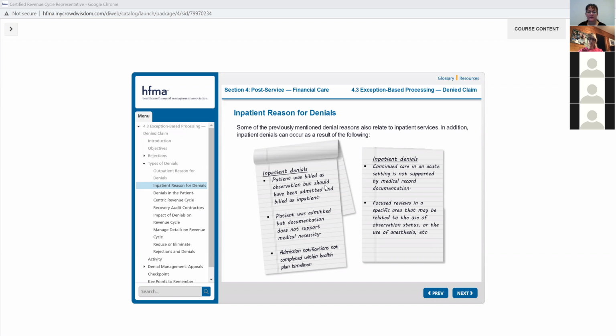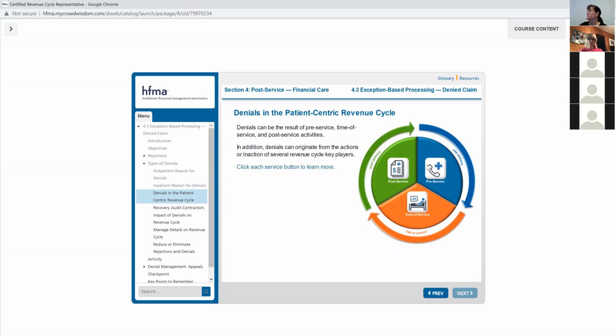Okay. Denials in the patient-centric revenue cycle. So these denials can be a result of the pre-service, time of service, and post-service activity. So way back in week 1 or 2, we went over the patient-centric revenue cycle. So now it's all tying together that if you don't do it right in the front, you get more denials on the back end. So we click each service.